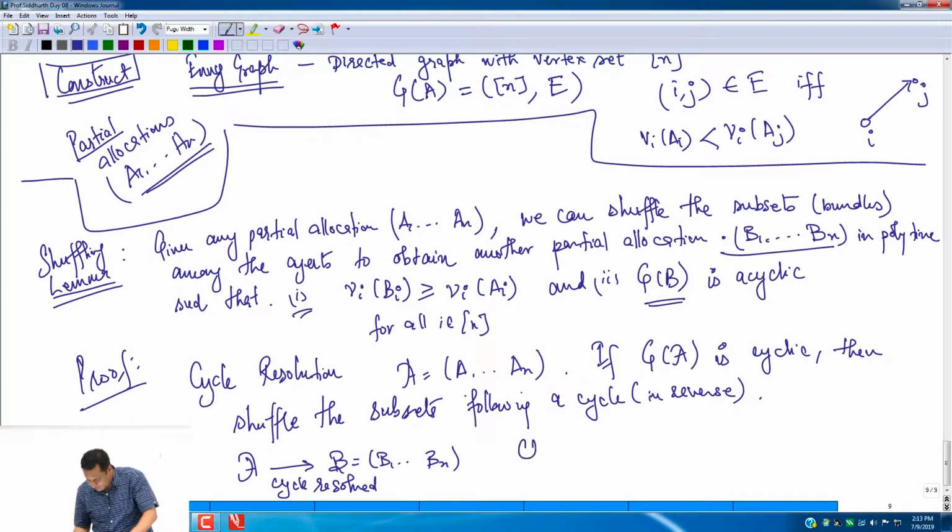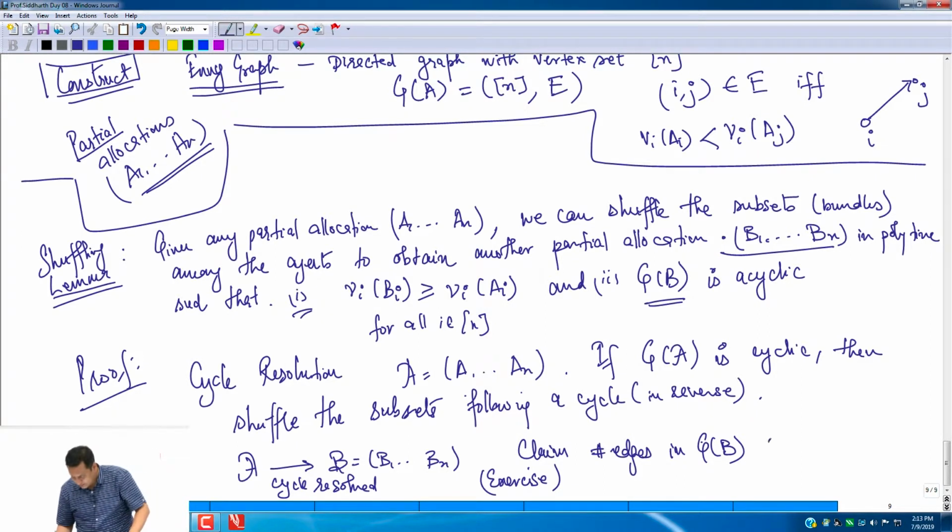The claim that I'm leaving as an exercise is that the number of edges in the NV graph corresponding to this new partial allocation is less than the number of edges in the NV graph for the original partial allocation that you started with. In particular, this cycle has gone. The NV edges are gone. So what this tells me is that I cannot keep doing it over an infinite number of iterations. Every time I do this, the number of edges drops.